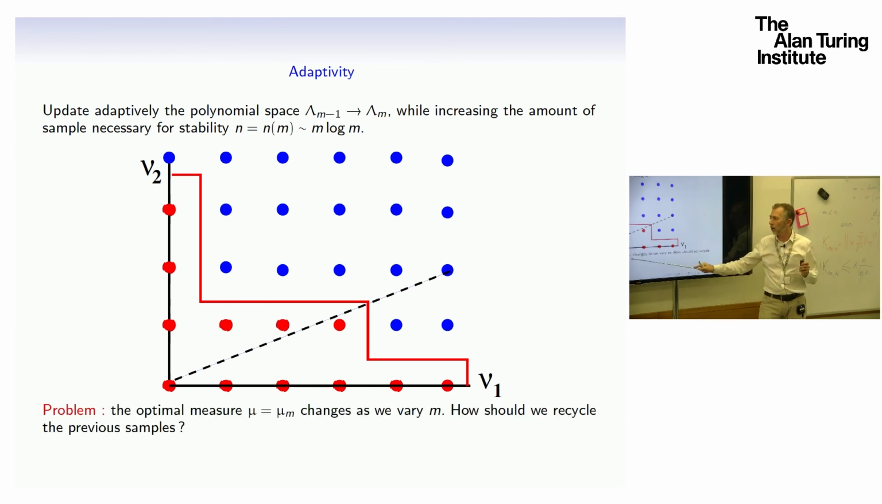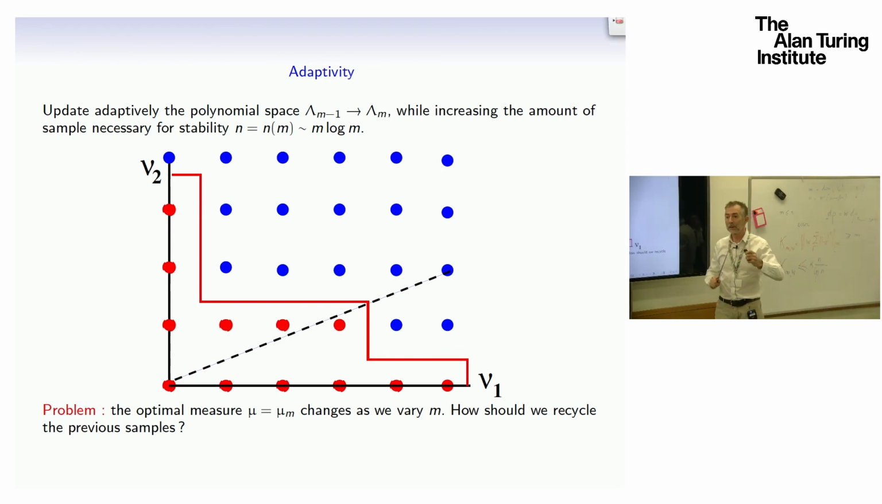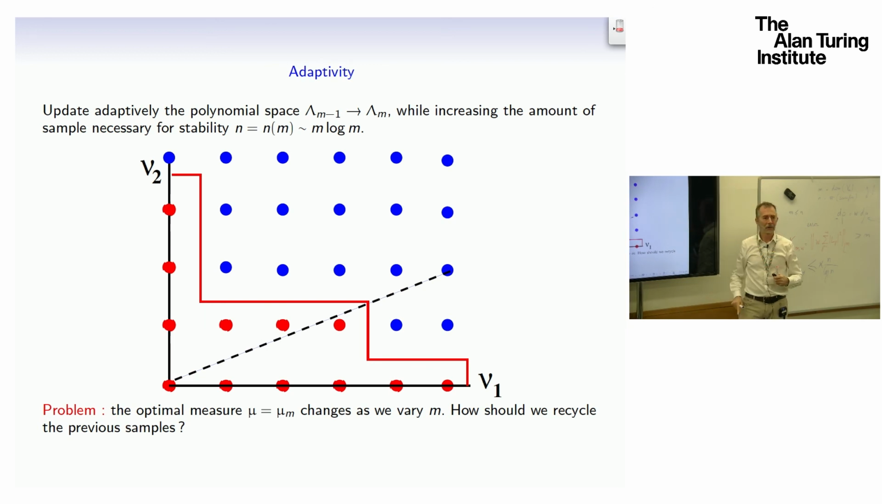Now, what is our problem? Our problem is that our measure is changing. So we sampled with a certain measure. Now we're changing the space. How should we deal with that? Should we sample again from the beginning with a new measure, or can we, one way or another, recycle the previous samples? Because, again, sampling is costly. For example, we don't want to have to do a lot of solves over and over again.